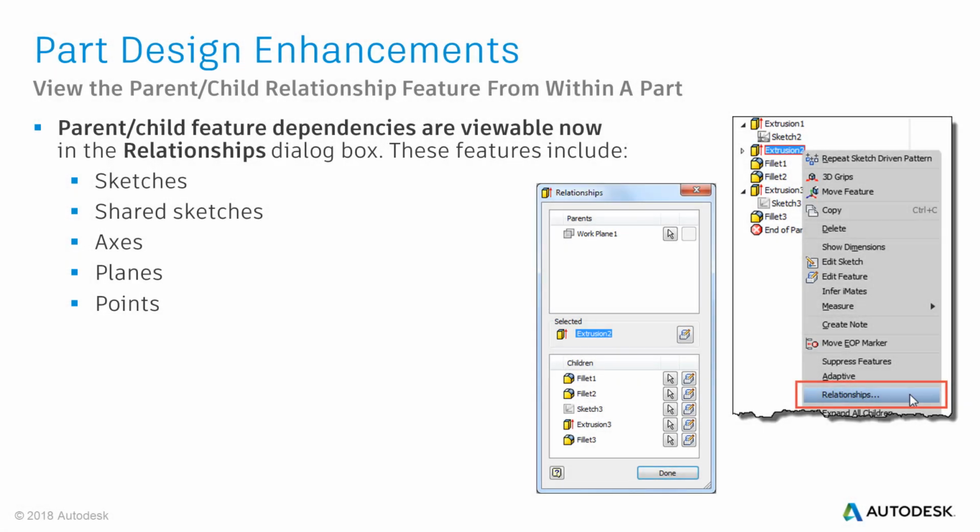Extremely useful is the new relationships dialog box, which provides a great possibility to understand how a complex model was modeled. This interactive dialog box allows you to view feature dependencies directly within your part. You can easily recognize which parent and children features belong to the selected feature and, in case it's required, directly edit it from the relationships dialog box. Let me introduce this functionality in a small video, please.